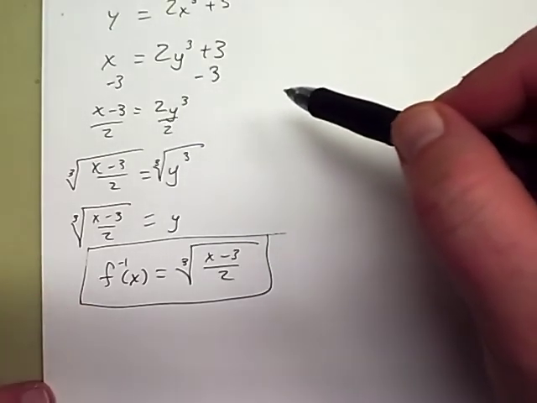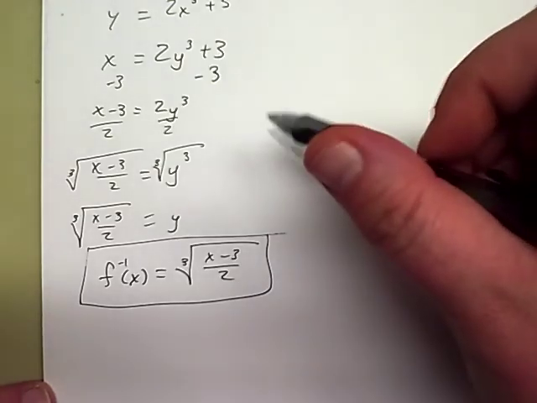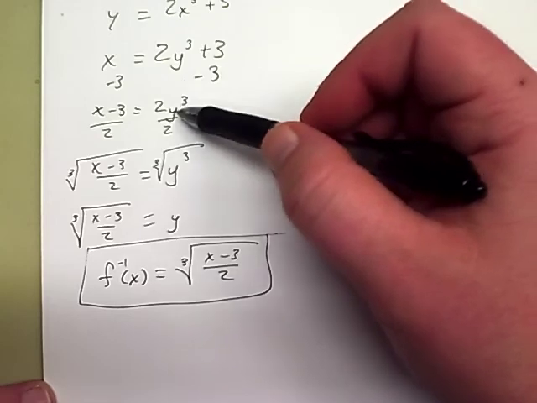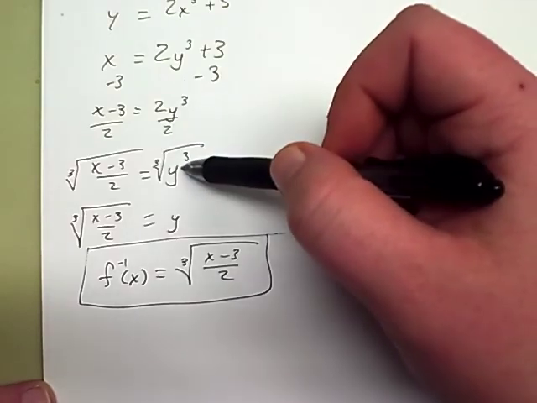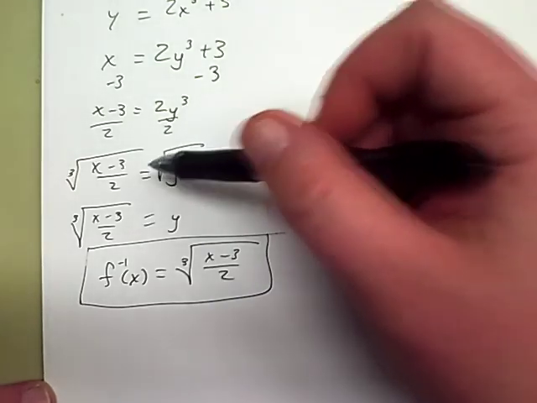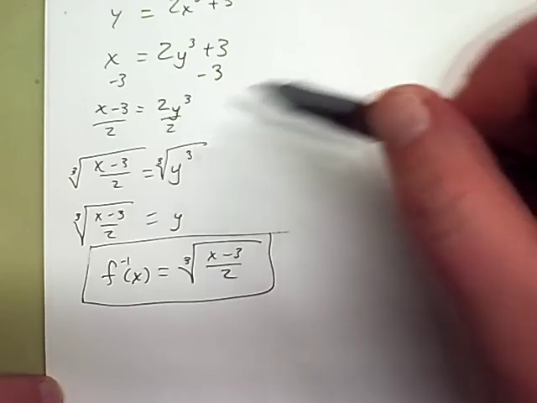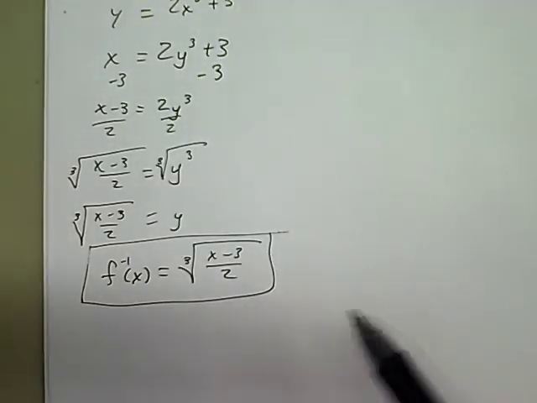So it's the idea of undoing. I have to do the opposite to y. I want to get y by itself, and if y has something tricky or different with it, once it's by itself, then you do the opposite. The opposite of a cube is a cube root. The opposite of a cube root is a cube. So remember, it's always the opposite, always the opposite.